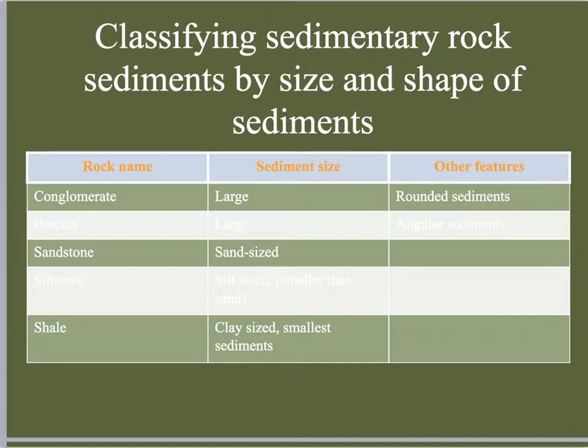So when I passed the conglomerate around, you were able to see pebbles, larger grains, and they were rounded sediments. That's exactly what this chart's trying to show you. Conglomerate, larger grains, rounded. If they're still angular, as you will see on Friday, we call it breccia. And breccia is going to be angular grains. They're still going to be large. Angular sediment.